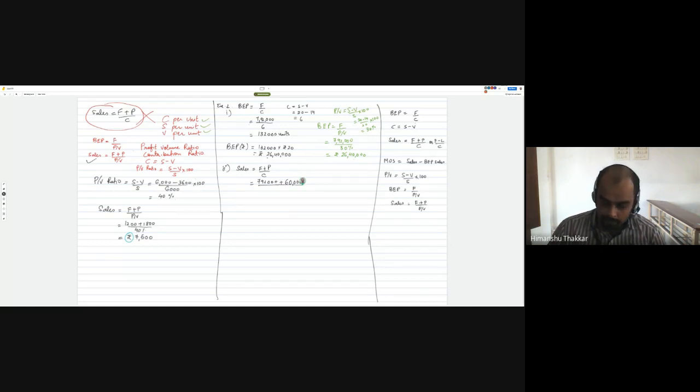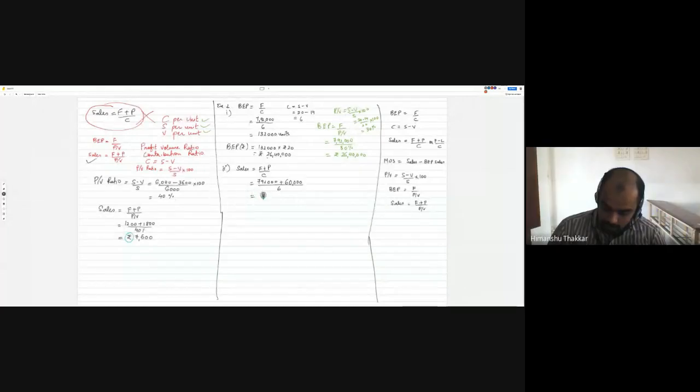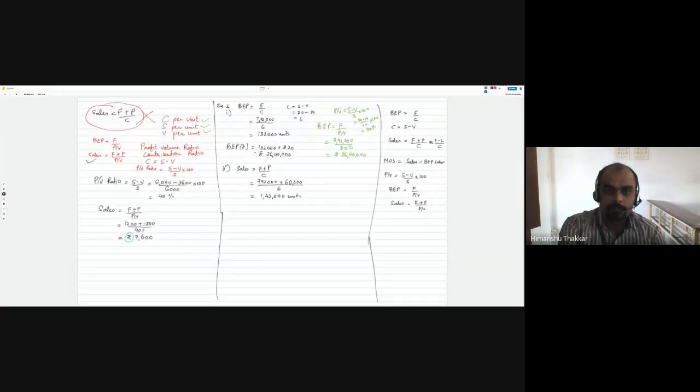And your C is 6. Can you get the answer for this? 1,42,000. What is 1,42,000? Units. Always remember, when you use this C formula, you will always get the answer in units. So your answer is 1,42,000 units. I hope all of you are getting the idea and the grip over the chapter slowly, gradually.